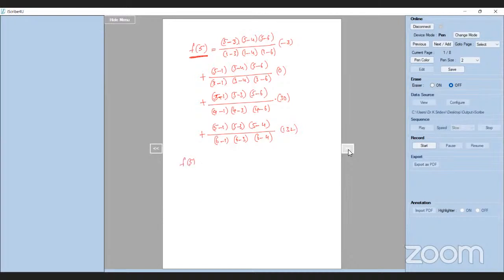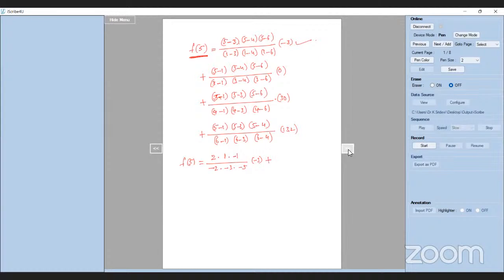F of 5 is equal to, in the first term, 5 minus 3, 2; 5 minus 4, 1; 5 minus 6, minus 1, divided by minus 2, minus 3, minus 5, into minus 3. Is it right, ma?